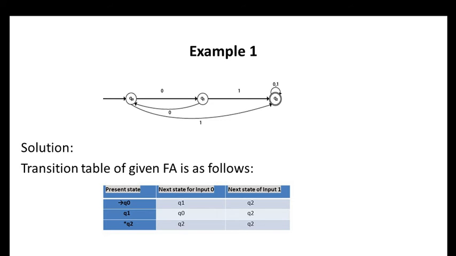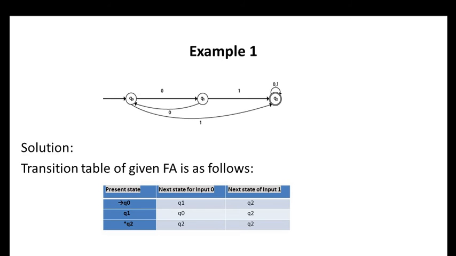So how can we write the transition table for this diagram? The solution is the transition table of the given finite automaton, with the present state and the next state. Here this is input symbol 0, this is input symbol 1, and these are the states. How many states do we have here? We have 3 states, Q0, Q1 and Q2. This is the start state, and this is the final state, which we represent by a star. How many input symbols do we have? 0 and 1, which we have represented here.